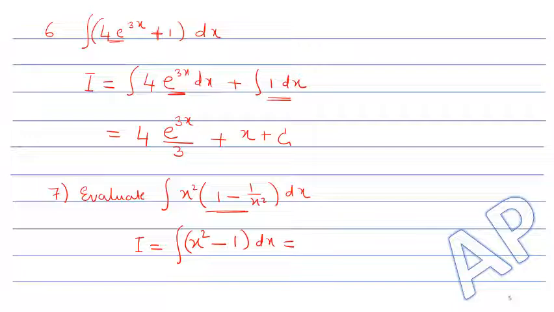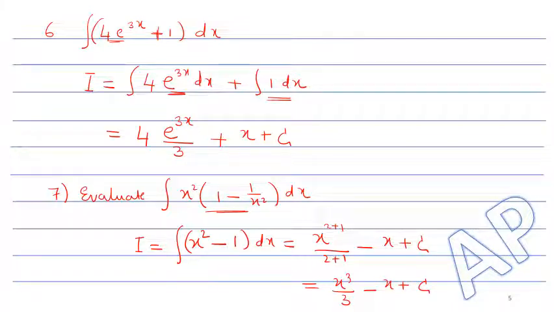So now it is easy for us to integrate this. Integral x square is x to the power of 2 plus 1 by 2 plus 1, minus integral 1 is x, plus c, that is nothing but x cube by 3 minus x plus c.